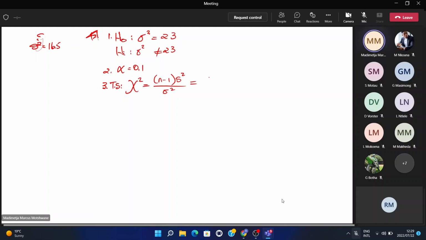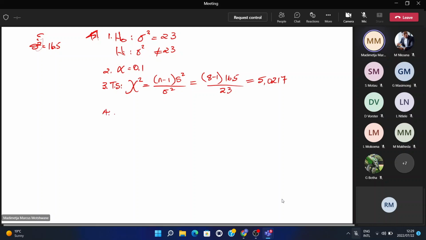So this is equal to, what is the sample size? 2, 4, 6, 8. So it's 8 minus 1 times 16.5. We don't square it because it is given purely that it is a variance, so you don't square it. It is already squared as it is. The population variance is 23. And if you work this out, you should get 5.0217.